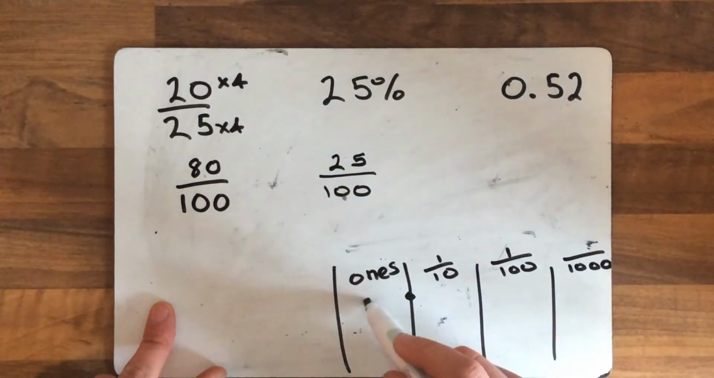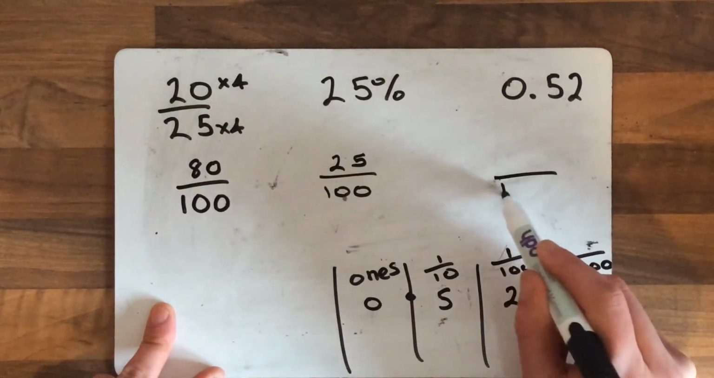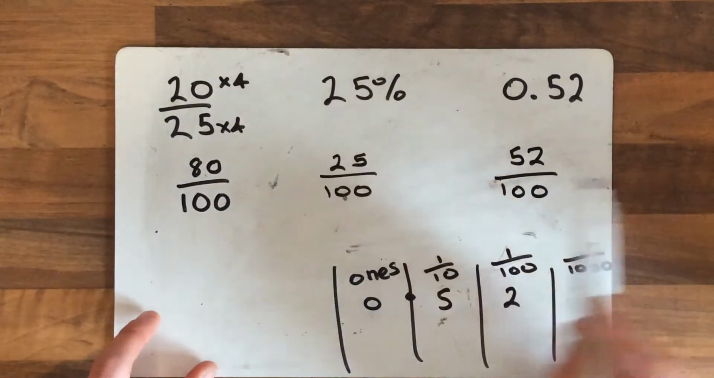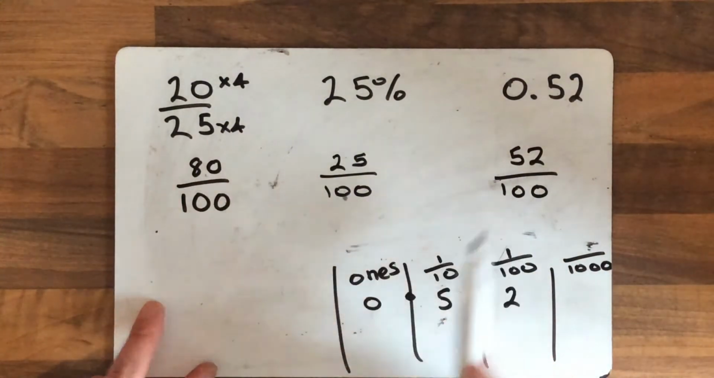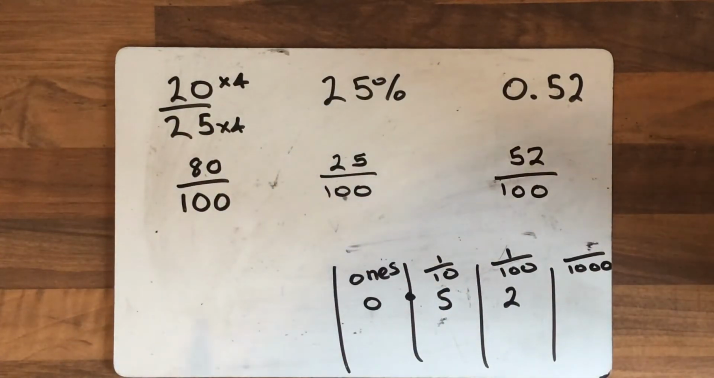If I was to put 0.52 into a fraction as well, it would be 52 over 100. And now, because the denominators are all identical to each other, we can compare these. Which of these numbers is the smallest?